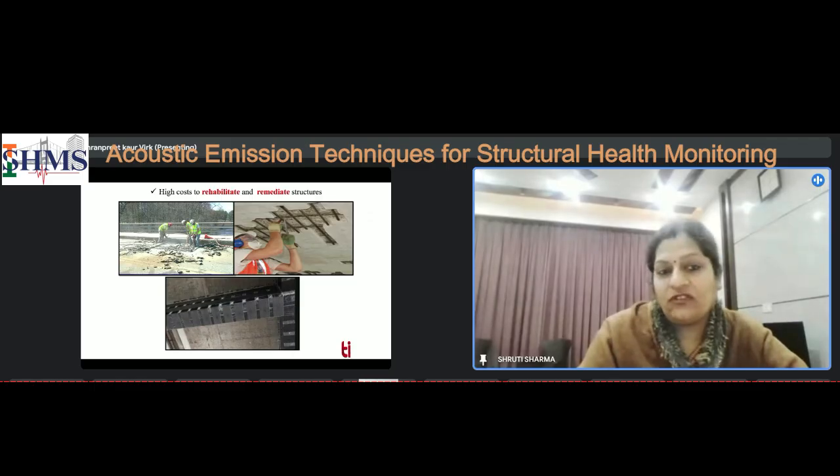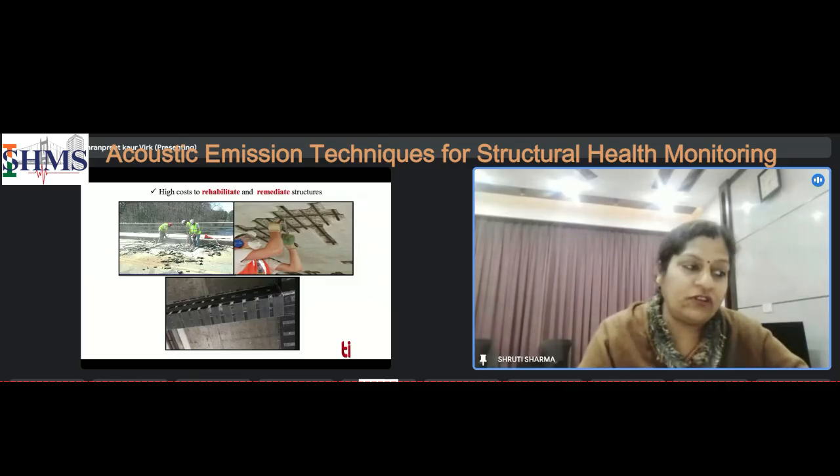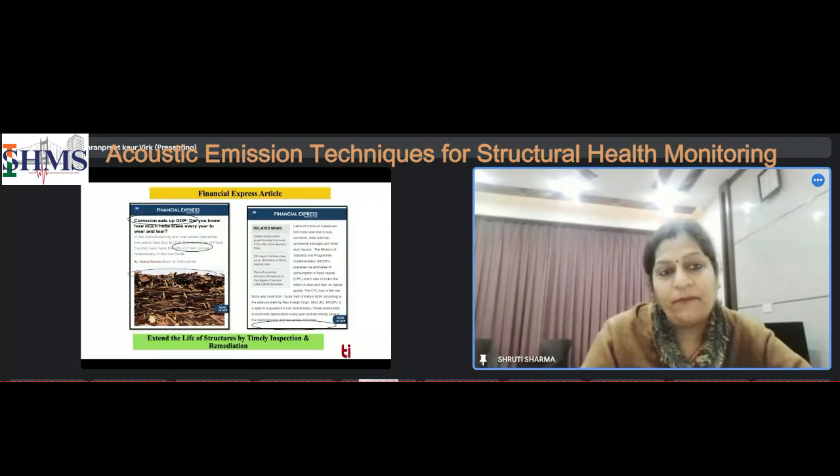But the cost is a very huge factor. Instead of rehabilitating these corrosion affected structures, what if we can arrest it at a very early stage, where we can detect the initiation of such corrosion or damage in structures, and timely repair and maintain them? We may not have to go in for costly repairs. So that's the key.